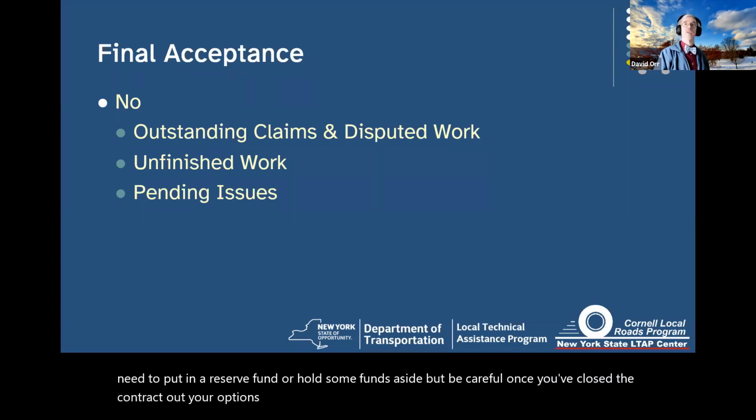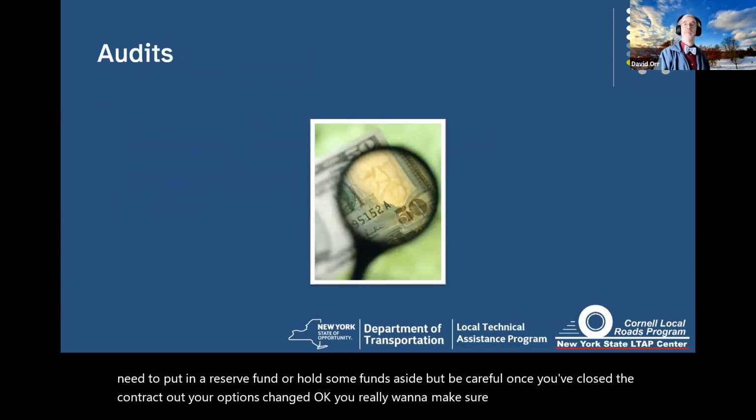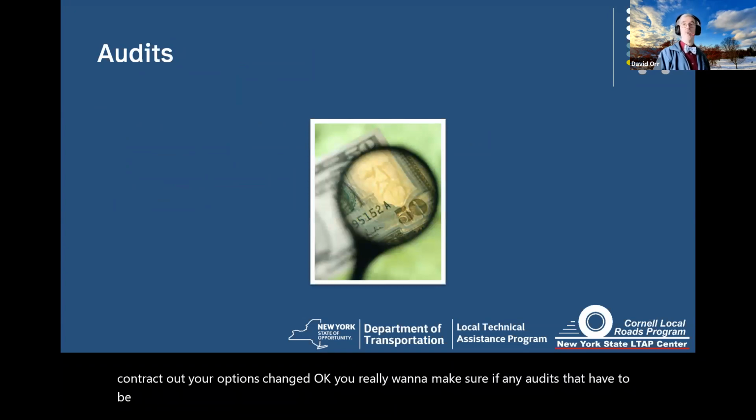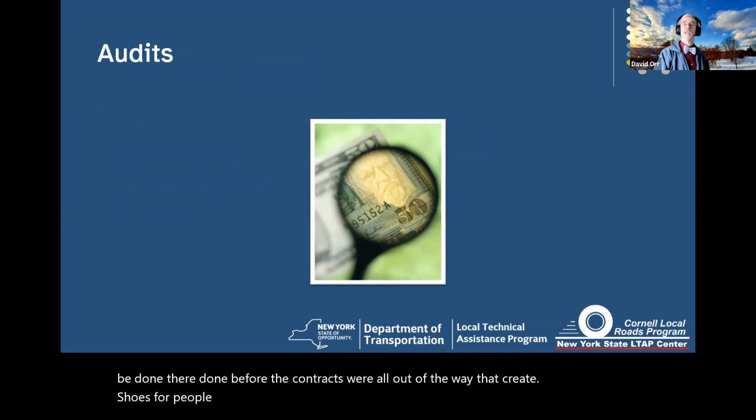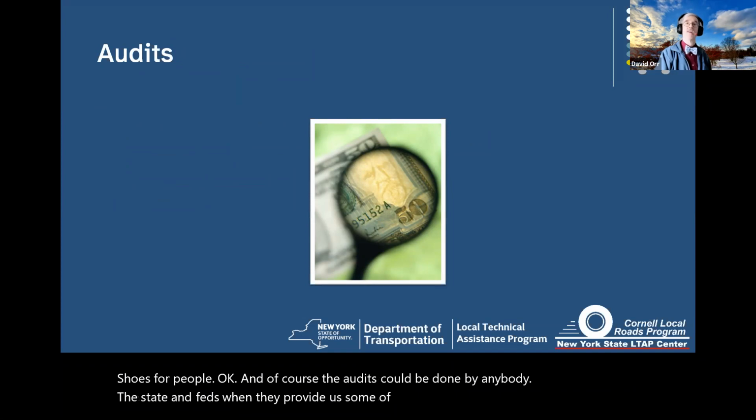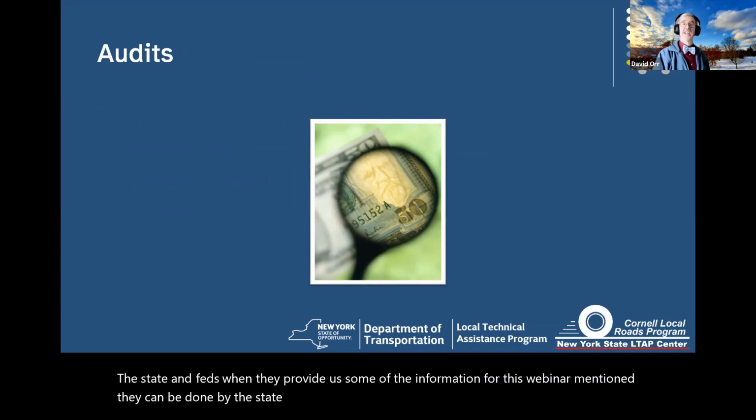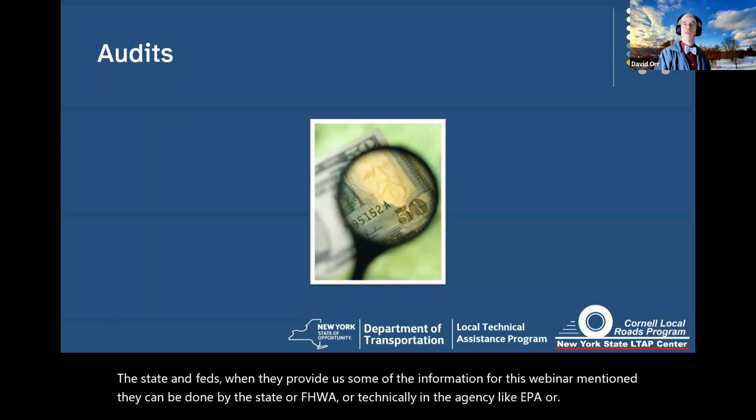Okay? You really want to make sure if there are any audits that have to be done, they're done before the contracts are all out of the way. That could create issues for people. Okay? And of course, the audits could be done by anybody. The state and the feds, when they provided us some of the information for this webinar, mentioned they can be done by the state or FHWA or technically any agency like EPA or somebody like that.